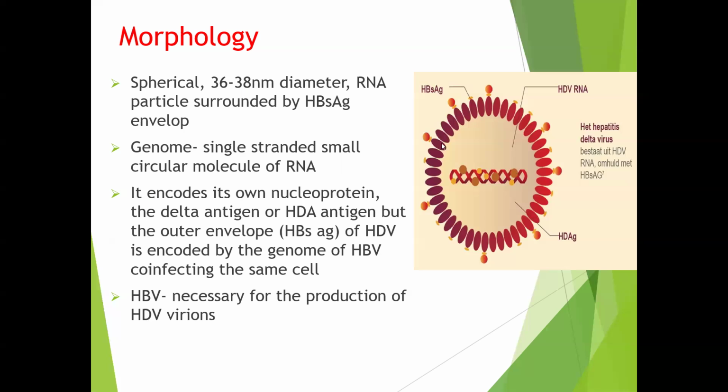The outer envelope, that is HBsAg of HDV, is encoded by the genome of the hepatitis B virus co-infecting the same cell. So as I told you, hepatitis B virus is necessary for the production of hepatitis D virus virion. So what is meant by virion? Infectious particle of the virus.